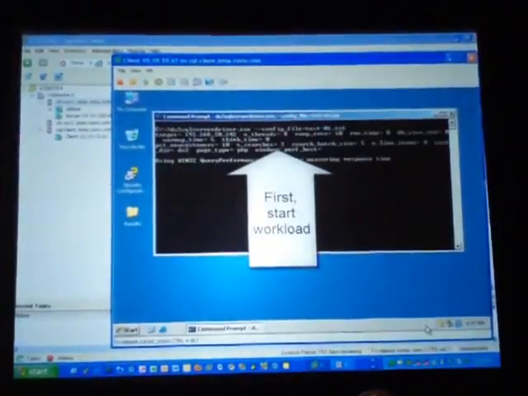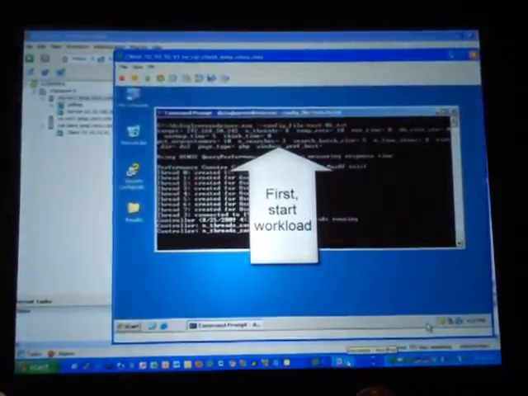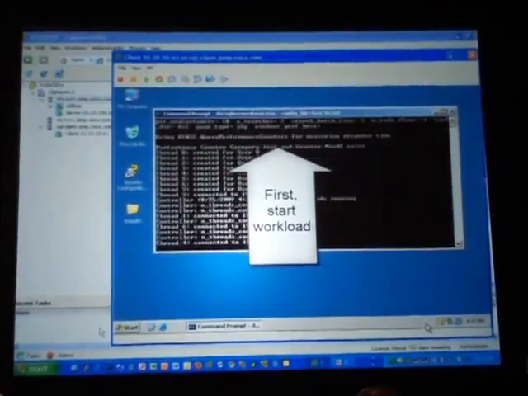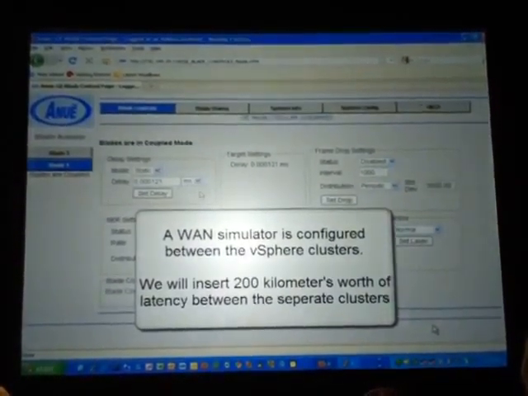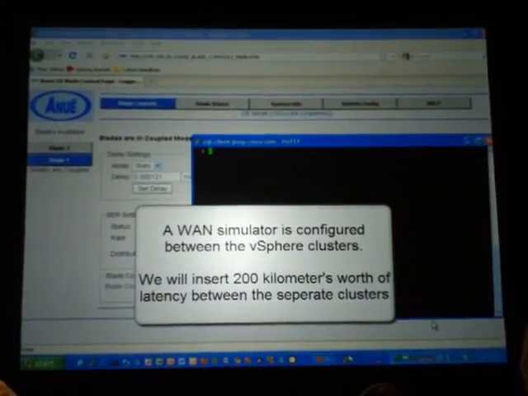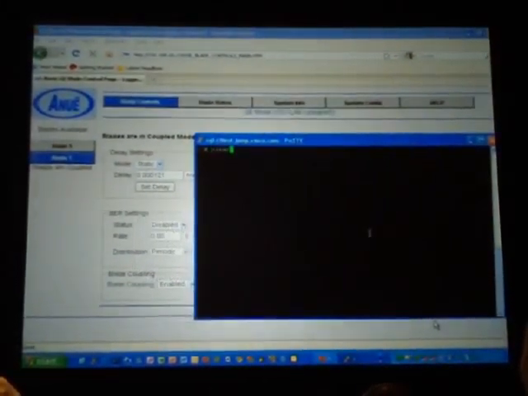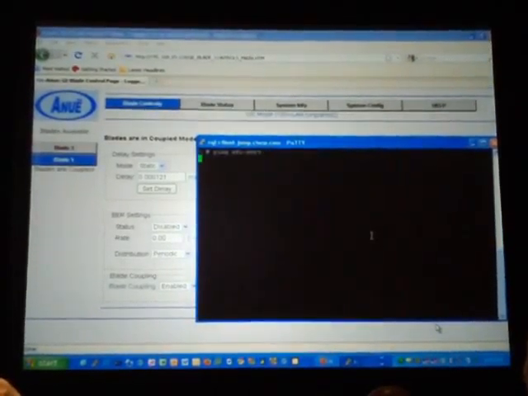So first things first, this is basically us kicking off the SQL DVD workload, generating this OLTP class workload. This is the WAN simulator, so I'm going in and you can see that right now they're local. So this is now me pinging from one vSphere cluster to another vSphere cluster.